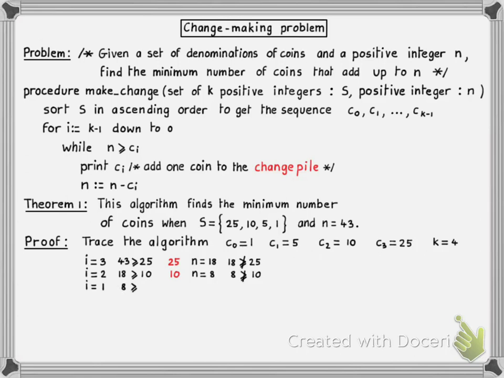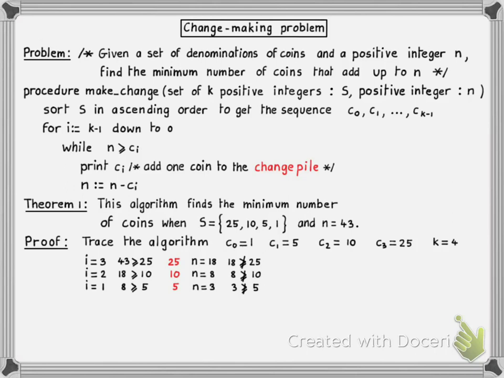Is n, that is 8, greater than or equal to the value of a nickel? The answer is yes, therefore we can add a nickel to the change pile. We can reduce n by 5 to get 3, and we go back to the top of the while loop and ask, is 3 greater than or equal to 5? And the answer is no, so we can't use any more nickels. We're done with the while loop, and we're ready to start the next iteration of the for loop.